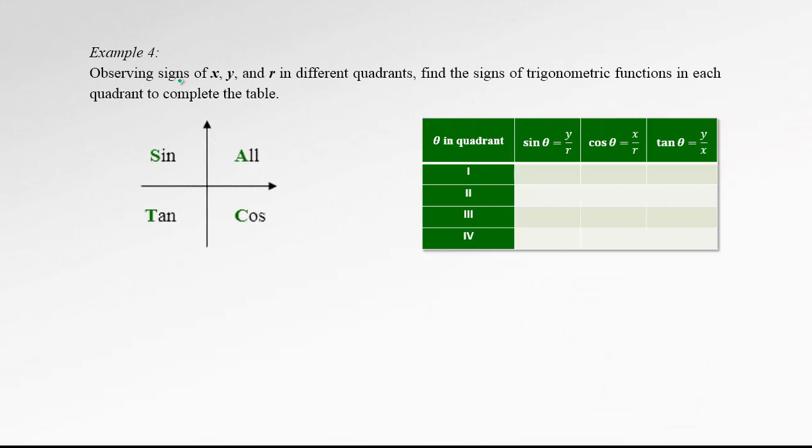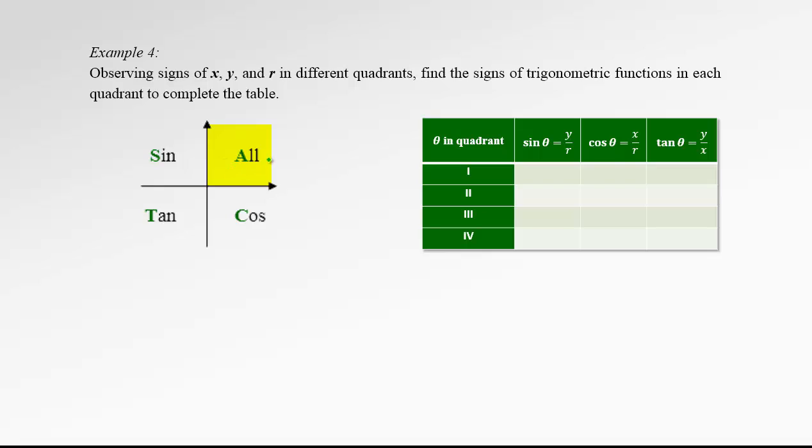Next, let's observe signs of x, y, and r in different quadrants to find the signs of trigonometric functions in each quadrant. We're going to fill up this table. So if our angle theta is in quadrant 1, we are really talking about acute angles between 0 and 90 degrees. What is the sign of the sine function or cosine or tangent of any angle from the first quadrant?